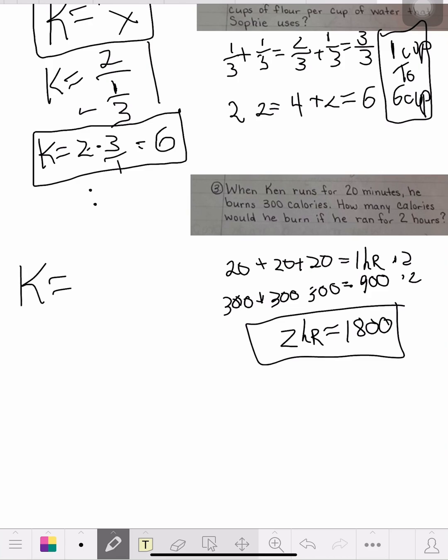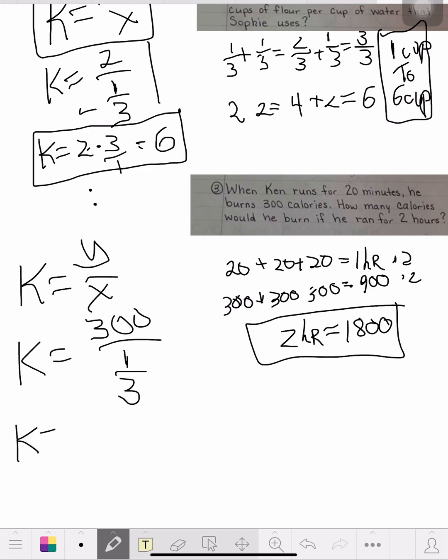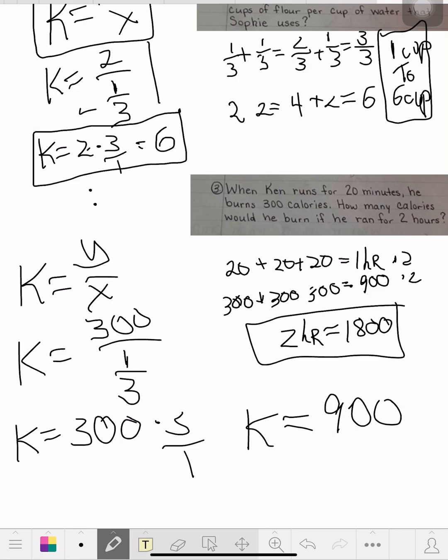K equals Y over X, okay? So we got K equals 300. That's what he burns for calories, over what? It's 1/3 of an hour. So K equals 300 over 1/3. You flip it, so you get 300 times 3 over 1. Remember we flipped that, okay? K equals 900. But don't forget, we're only for 1 hour, so it's going to be K times 2. 1,800. That's how many calories it's going to burn.